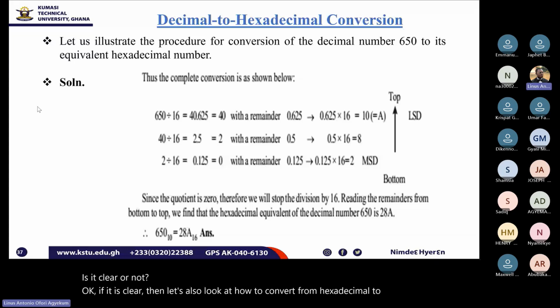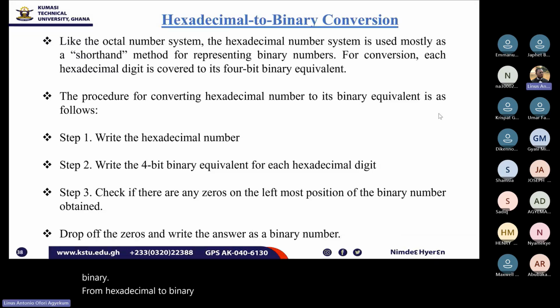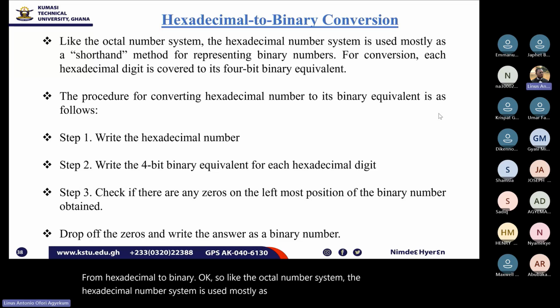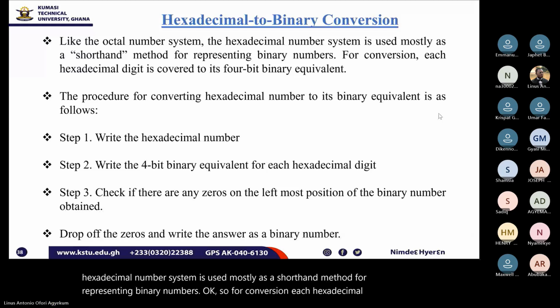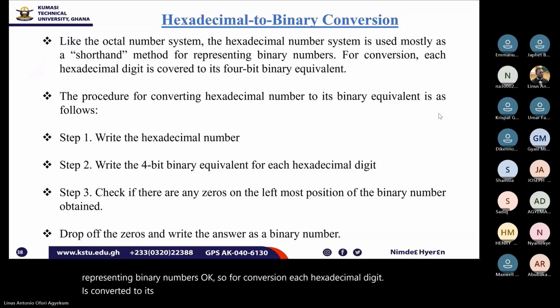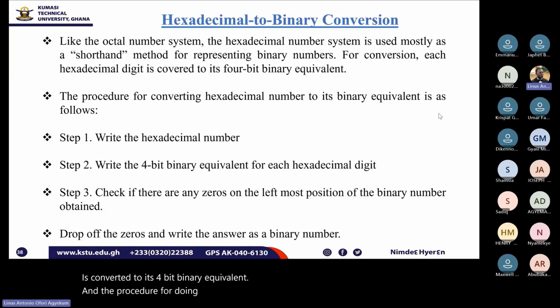From hexadecimal to binary. Okay. So, like the octal number system, the hexadecimal number system is used mostly as a shorthand method for representing binary numbers. Okay. So for conversion, each hexadecimal digit is converted to its 4-bit binary equivalent. And the procedure for doing that conversion is as follows.